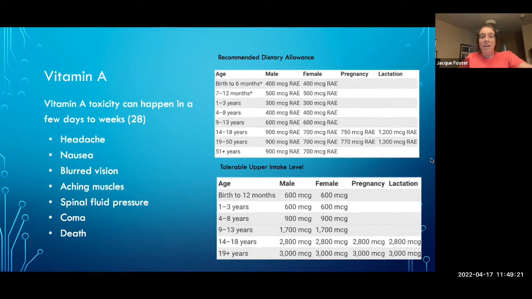And vitamin A. Vitamin A toxicity can happen very fast, in as little as a few days to a few weeks. And this is one of the more tricky vitamins to supplement just because there are such negative adverse reactions if you have too much. Some of the side effects include headache, nausea, blurred vision, muscle aching, spinal fluid pressure, and of course, the more negative side effects, a coma or death.